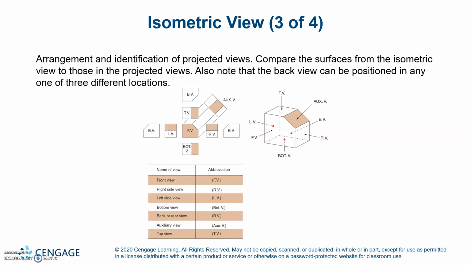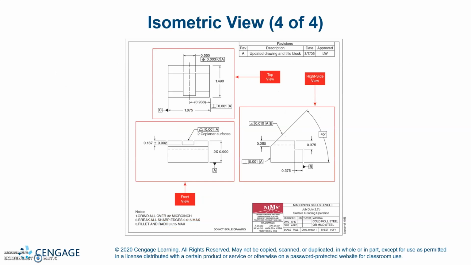Arrangement and identification of projected views. Compare the surface from the isometric view to those in projected views. Also, note that the back view can be positioned in any one of 3 different locations. The isometric view: you've got the top view on top, the front view on the front, or the bottom left, I guess, and then the right view on the right.